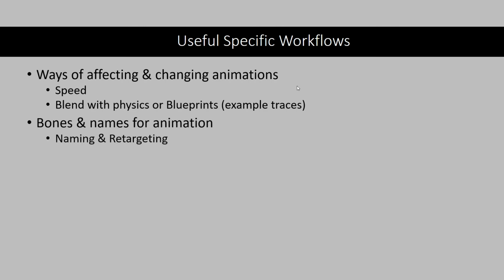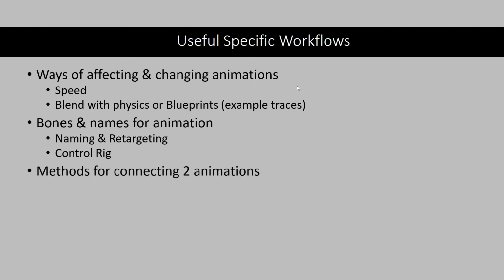Bones and names for animation are critical, especially when it comes to naming and retargeting. And we're also going to do an example with a really basic control rig and animation. And then finally, we're also going to talk about methods for connecting animations, because that's a key stepping stone for easing yourself into things like state machines or montages. And we're not going to get too advanced. The final lesson for this chapter is going to be giving an overview of the character workflow, where some of these tools that I've mentioned would come into context.